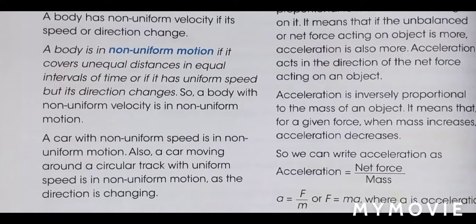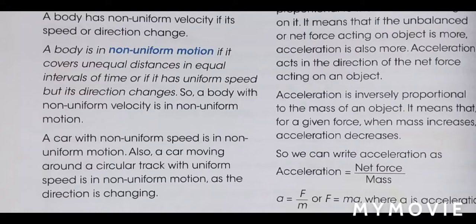That is, unequal distances in equal intervals of time. In the first hour 30, and then different distances; that car is covering different distances. So we can say that the car is in non-uniform motion. Then a car with non-uniform speed is in non-uniform motion.